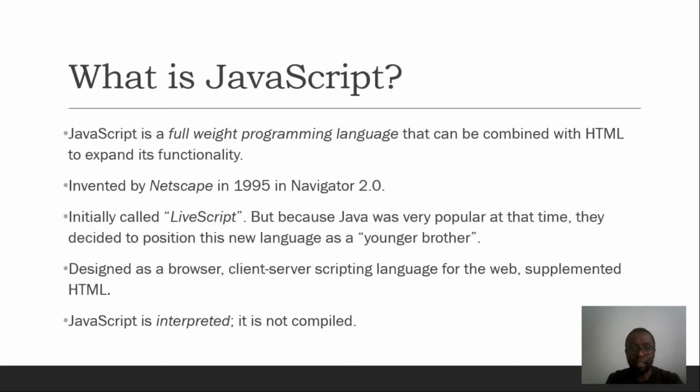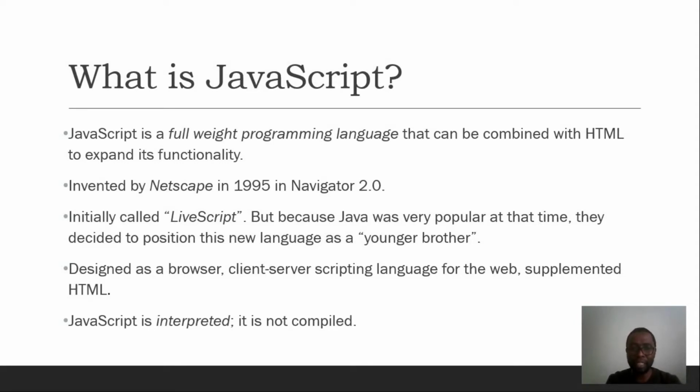Now, what is JavaScript? It is a full-weight programming language that can be combined with HTML to expand its functionality. It is not a smaller or less important language than other programming languages. It is a full-fledged programming language like C or C++ or Java. So it is a very important programming language.